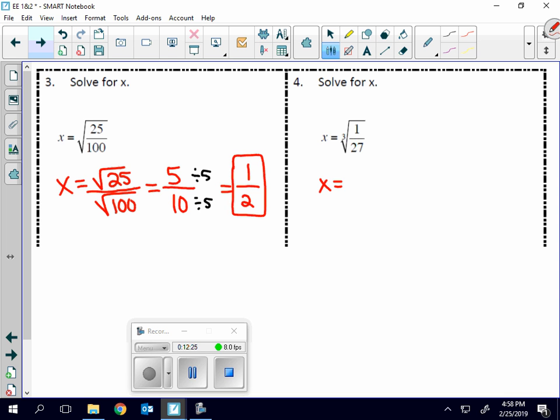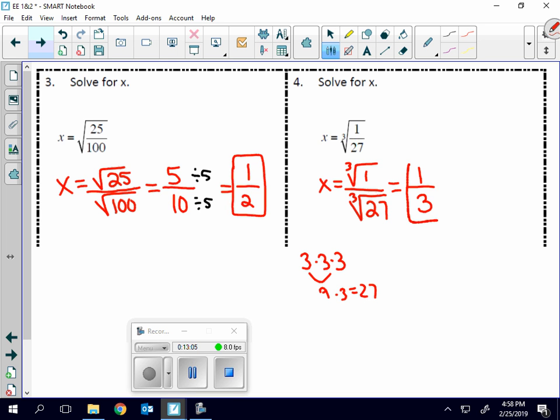So if the square root, excuse me, the cube root sign goes over the whole thing, then we could also do the cube root of the numerator over the cube root of the denominator. Well, the cube root of 1, what number times itself 3 times gives me 1? Well, 1 times 1 times 1 is still 1. So this is just 1. And what number times itself 3 times gives me 27? I'll do it over here. 3 times 3 times 3 gives me 9 times another 3, which is 27. So the cube root of 27 is 3. And that's simplified.